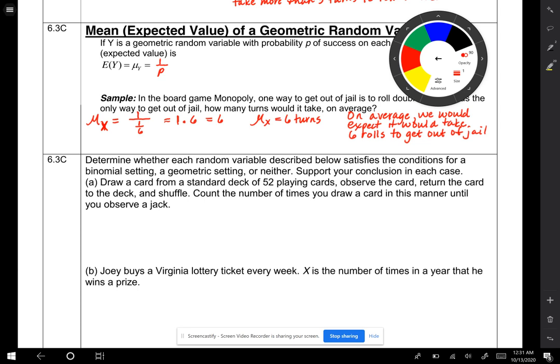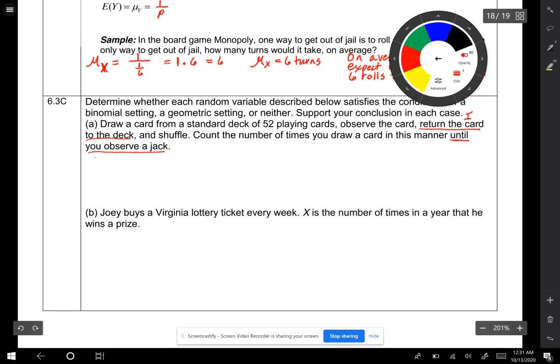So I look at some keywords here. You're returning the card to the deck, so that meets the independence. So I'm going to put an I here. You count the number of times you draw a card until you observe a jack. So the keyword here being until. When you see that, you're going to keep doing something until you get that success. So that is going to be the T part, drawing until you get a jack. I would just go ahead and see what we can come up with.